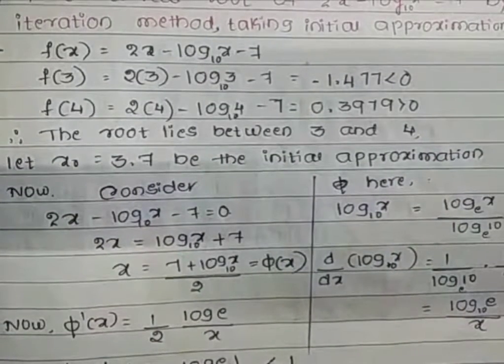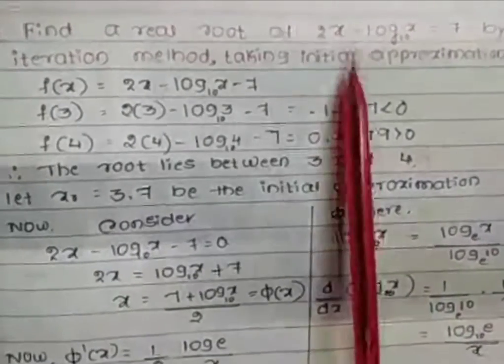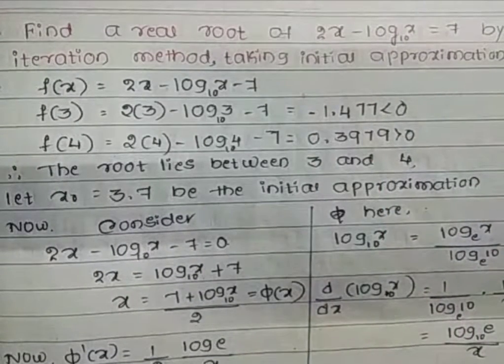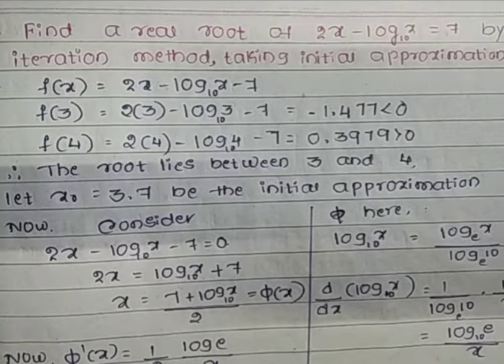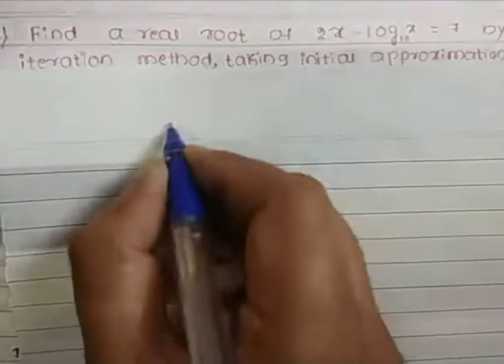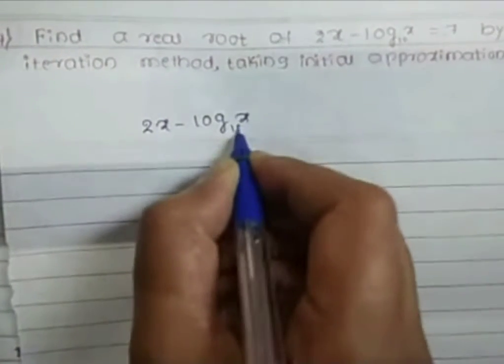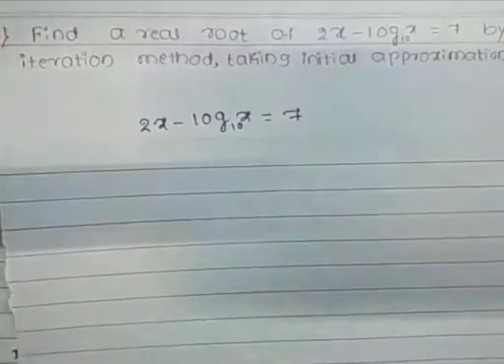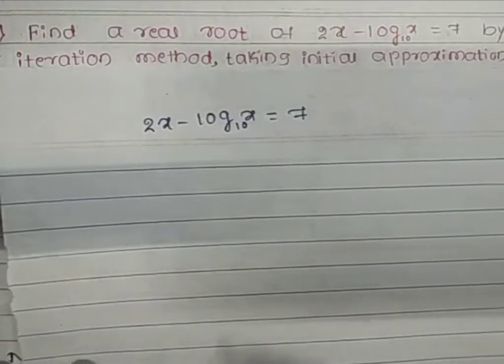So here first we have to write the given transcendental equation in terms of f of x is equal to 0. Whenever we start solving any numerical example, first we have to express the given equation in the form of f of x is equal to 0. So here the question is 2x minus log x to the base 10 is equal to 7. Now this equation we have to convert in terms of f of x is equal to 0.